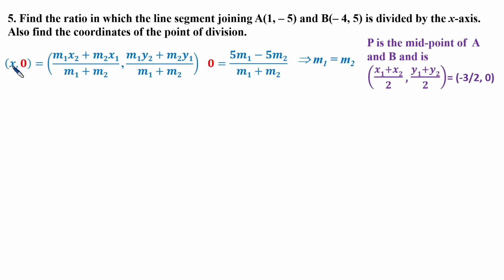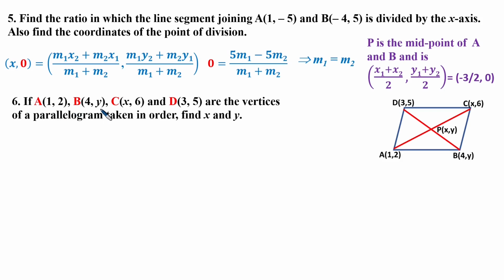Again, you know that the x-axis is (x, 0), y is 0. Since the y value is 0, I can equate the y expression with 0, and I put in the y values, minus 5 and 5, here. Now if I equate this with 0, I get m1 is equal to m2. So what does it mean? That P is the midpoint between A and B. So what is the coordinate of P? I know it is (x1 plus x2) divided by 2 comma (y1 plus y2) divided by 2. That is 1 minus 4, which is minus 3, by 2, and minus 5 plus 5 is 0, divided by 2, 0. So this is the coordinate of the point P.